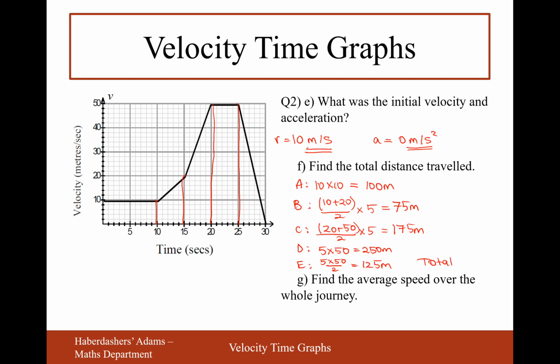The total distance travelled will be all of these distances added together. So 100 add 75, add 175, add 250, add 125 equals 725 meters. And then the average speed will be total distance travelled divided by total time, that's 30 seconds. So 725 divided by 30 equals 24.2 meters per second.